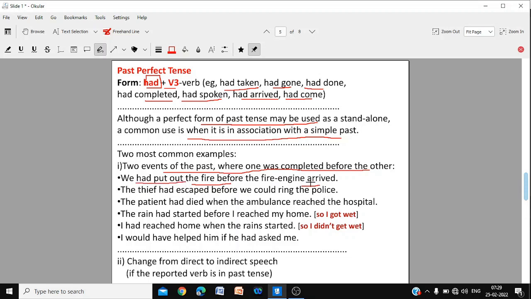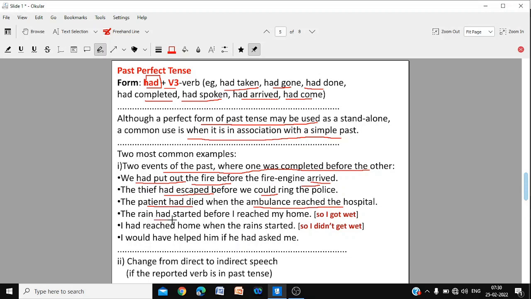The second is in simple past, arrived. The thief had escaped before we could ring the police. The first, had escaped, is past perfect. The second, could, is in simple past. The patient had died when the ambulance reached the hospital. Had died, past perfect. Reached, simple past.